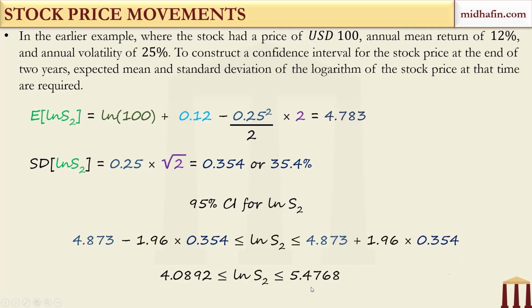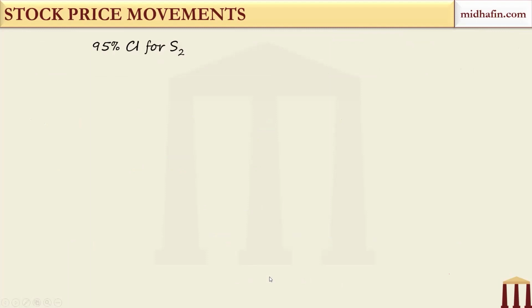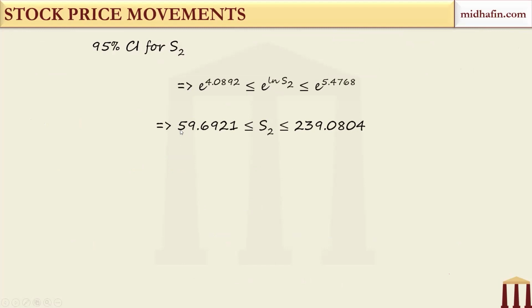Now I have to find the confidence interval for S. So I take the exponent on both sides. E of 4.0980892, E of ln of S2, E of 5.4768. So E of ln of S2 is nothing but S2, that is at 2 years from now. We solve these two numbers and we get 59.6921 and 239.0804. So this is my 95% confidence interval of a stock price at 2 years from now. Okay, so these are the two most important assumptions.